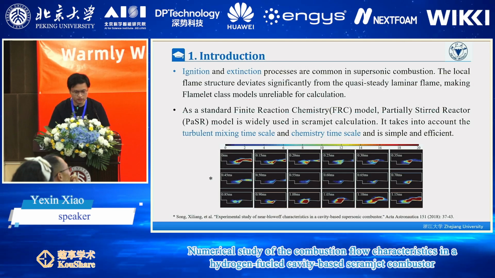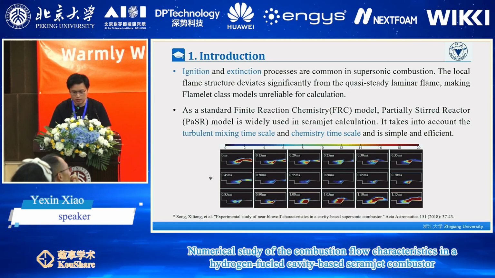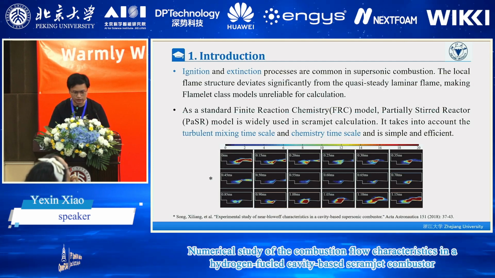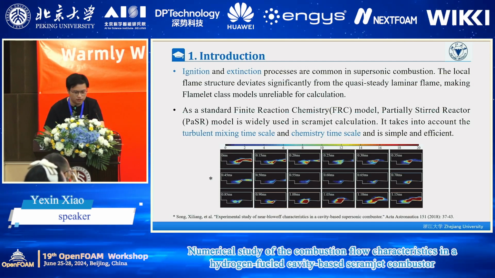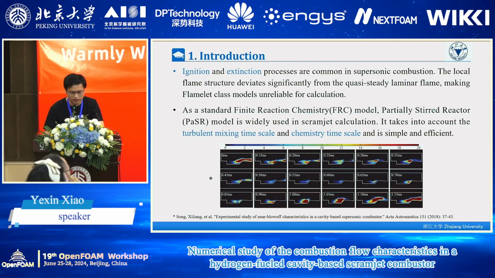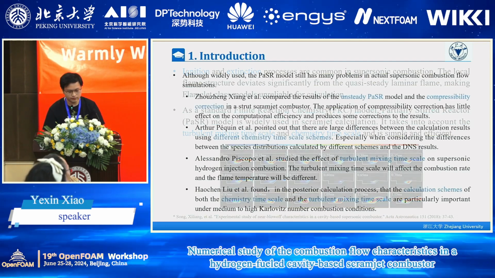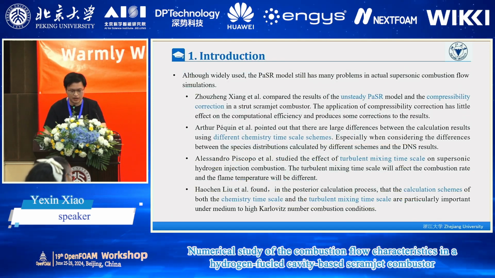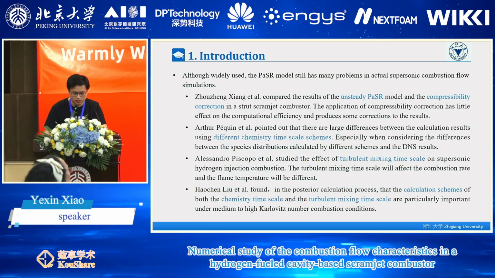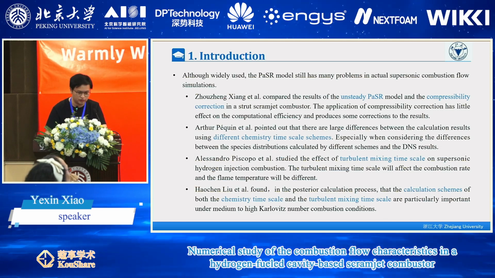As a standard FRC model, the partially stirred reactor model is widely used in scramjet calculation. It takes into account the turbulent mixing timescale and the chemistry timescale, and is simple and efficient. Although widely used, the PSR model still has many problems in actual supersonic combustion flow simulations.